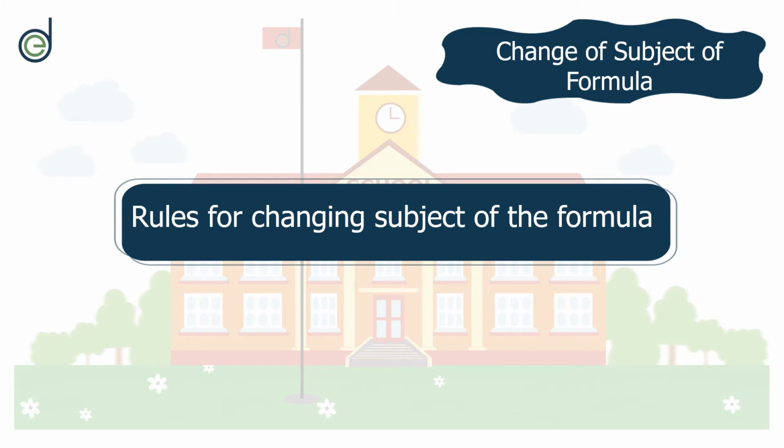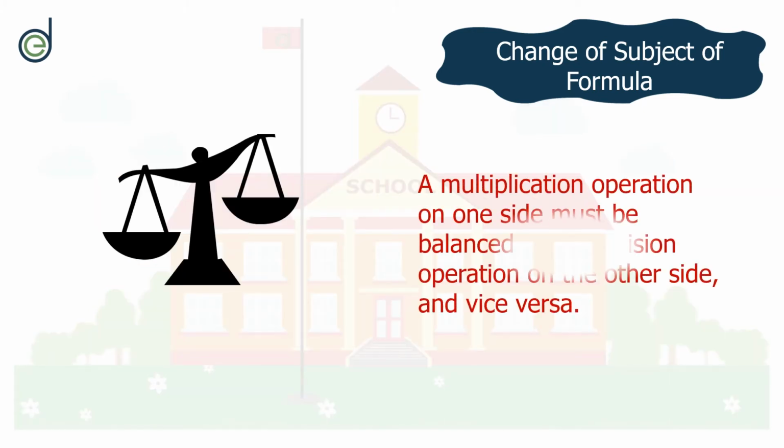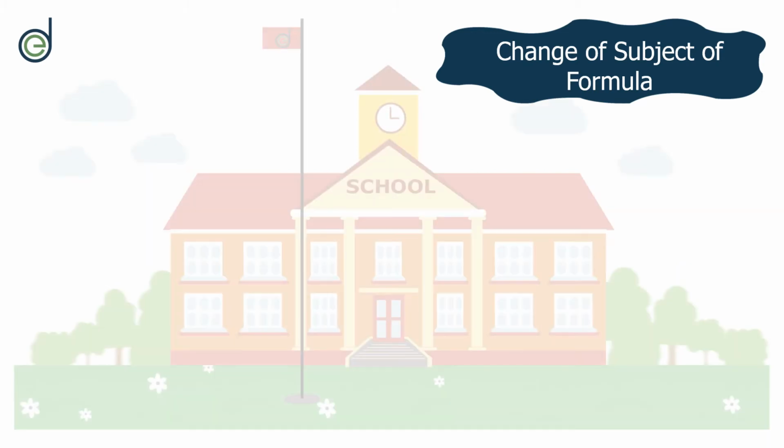Here are some rules for changing the subject of the formula. The first rule is this. If the operation that relates the variable with other variables is times, transfer the other variable over the equal sign and change the sign to division, and vice versa.